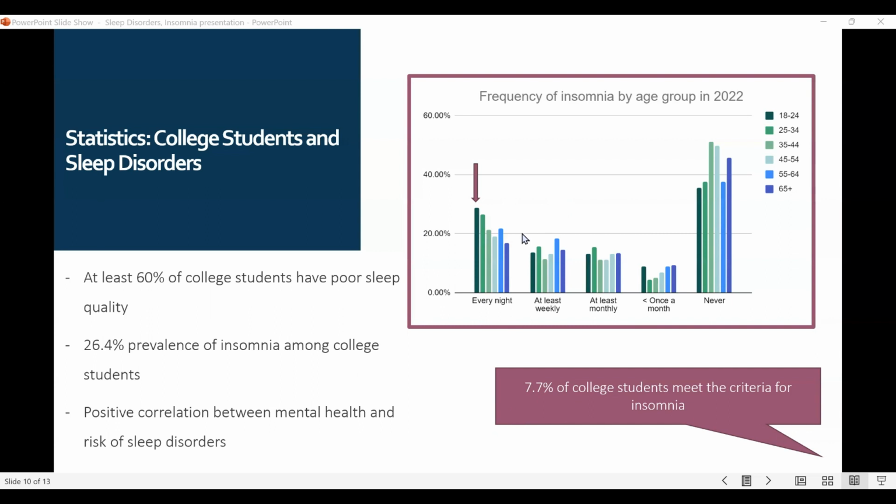And this chart shows statistics relating age to frequency of insomnia, and ages 18 to 24, which college students would fall in, show the highest percent experiencing insomnia every night.